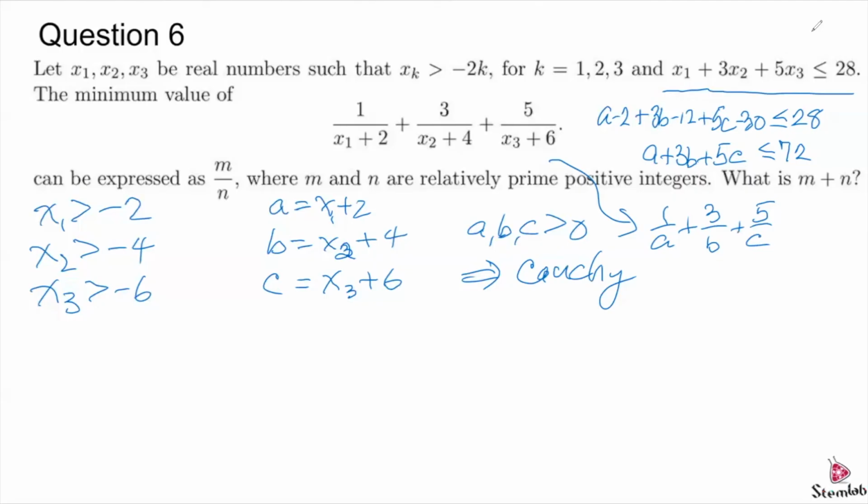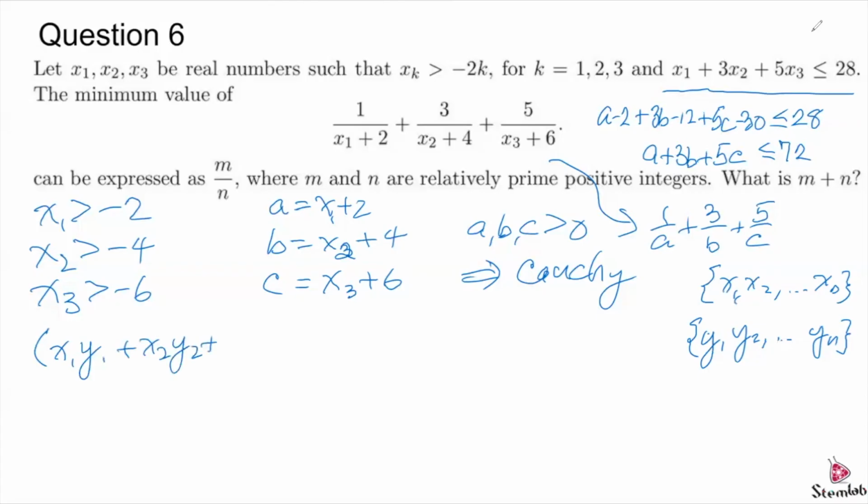But Cauchy basically said that for two series, x1, x2, up to xn, and a series y1, y2, up to yn, this relationship holds: x sub 1, y sub 1, plus x sub 2, y sub 2, plus up to the product x sub n, y sub n, squared is less than or equal to x sub 1 squared plus x sub 2 squared and so on, the sum of the squares, multiplied by the sum of the squares of the y's.